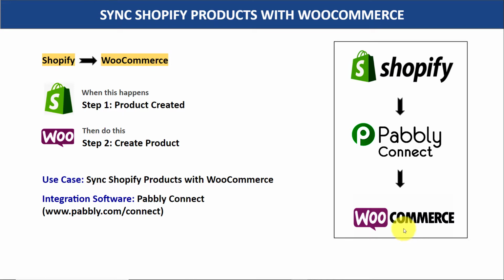So I would suggest that you bring in some automation so that whenever a new product is created in Shopify, it will automatically create a product in WooCommerce. So in this video, we will be using Pabbly Connect to integrate Shopify and WooCommerce. The best part of using Pabbly Connect is there is no need for coding skills or programming knowledge. It can be done easily. Let me show you on my screen.